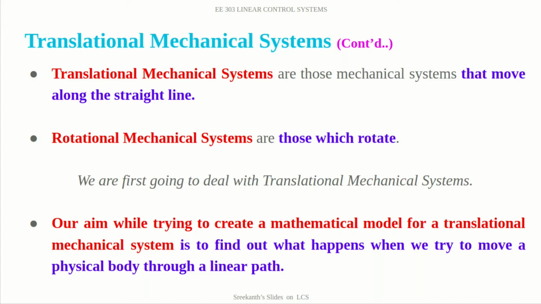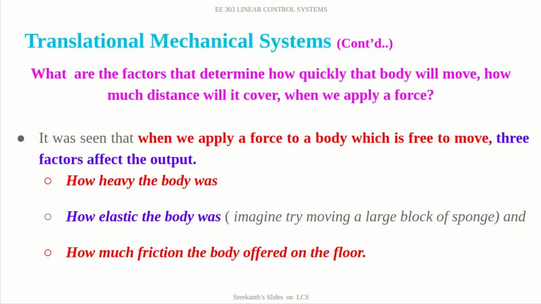Our aim while trying to create a mathematical model for a translational mechanical system is to find out what happens when we try to move a physical body through a linear path. What are the factors that determine how quickly that body will move? How much distance will it cover when we apply a force? Now let's look at an example to understand this better.